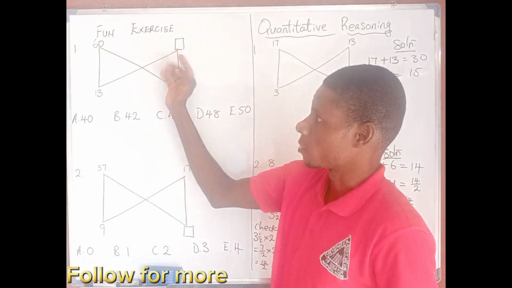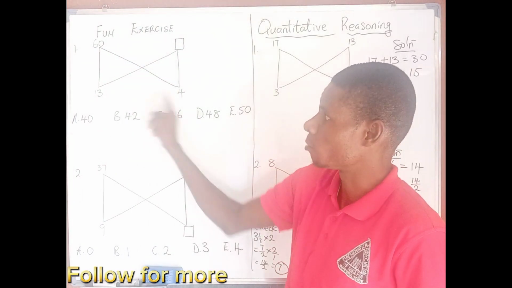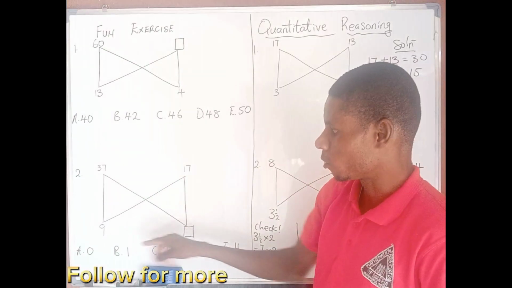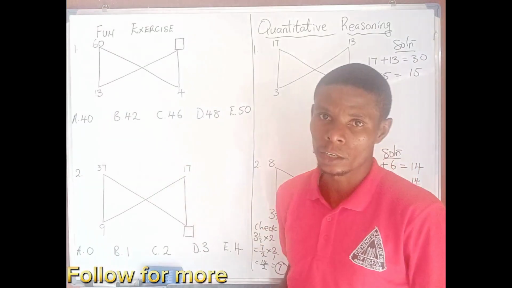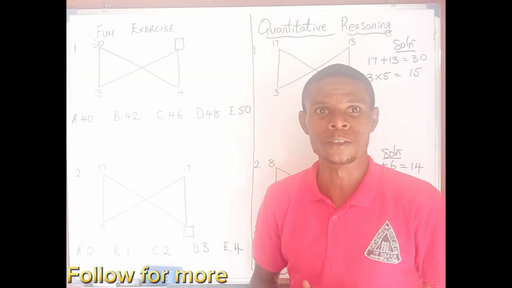Now, this is the fun exercise. Here is number one. We need to find this. Remember that we need to add the up and then multiply the down. The options are here. Likewise, here we need to multiply, then add up. The options are here.